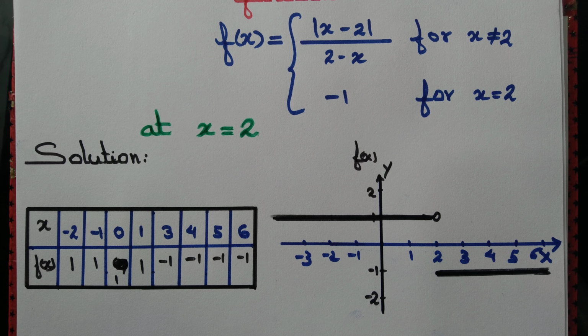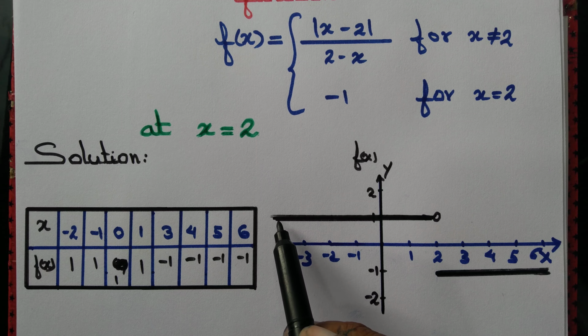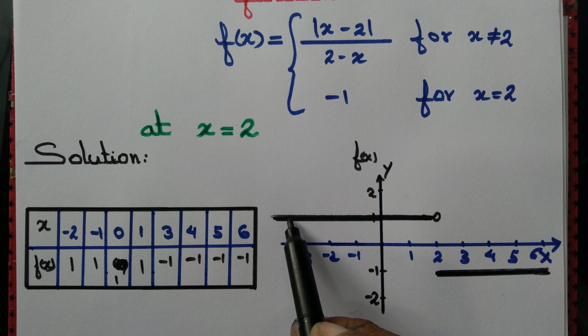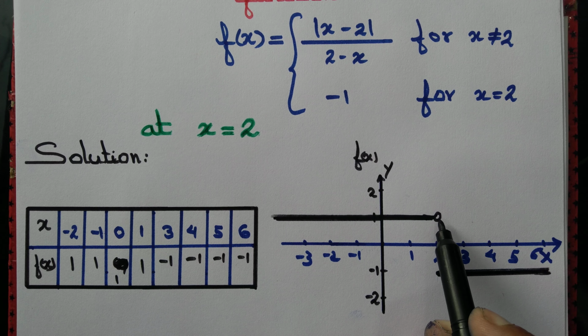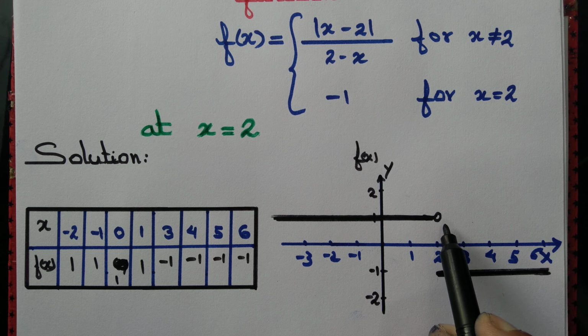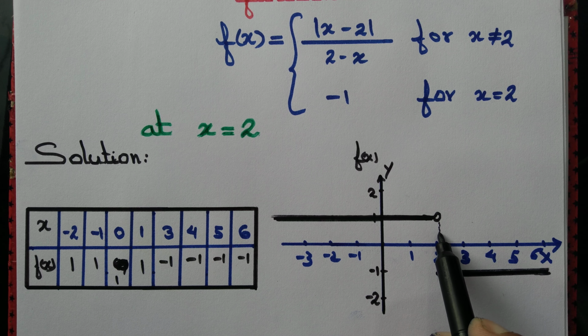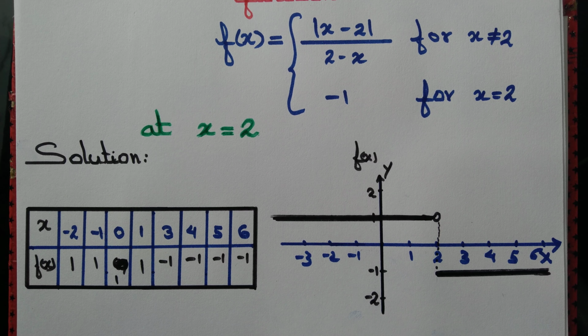An obvious question is, can I move continuously along f(x)? Yes, I can move continuously, but when I reach near 2 and as I cross 2, I have to take a jump. So the function is discontinuous at x equal to 2.